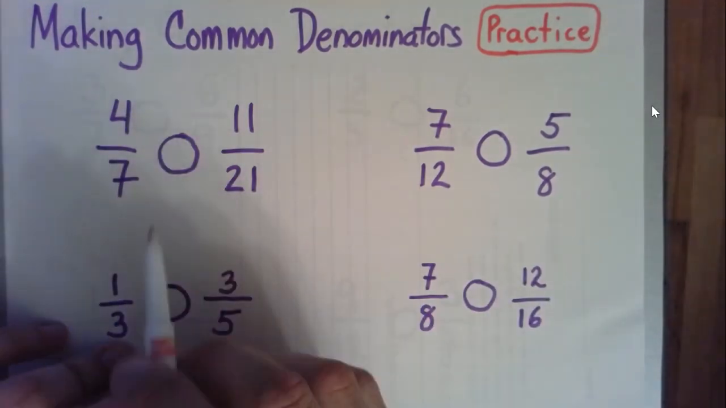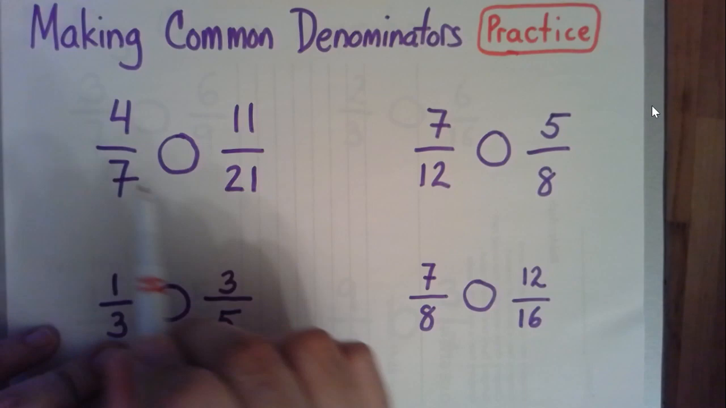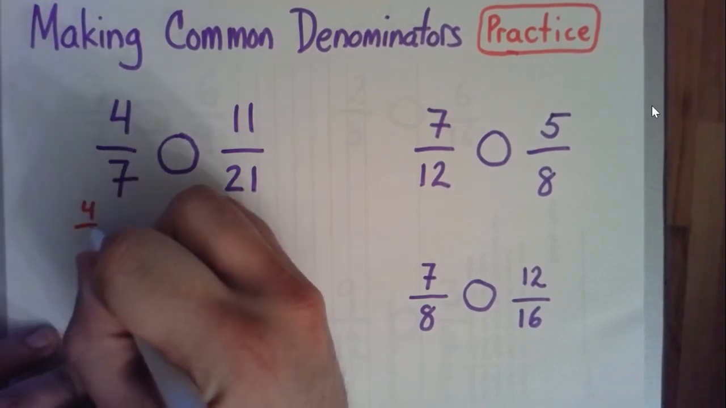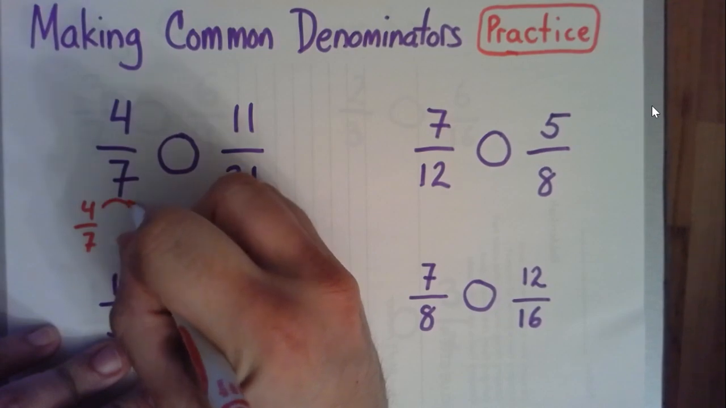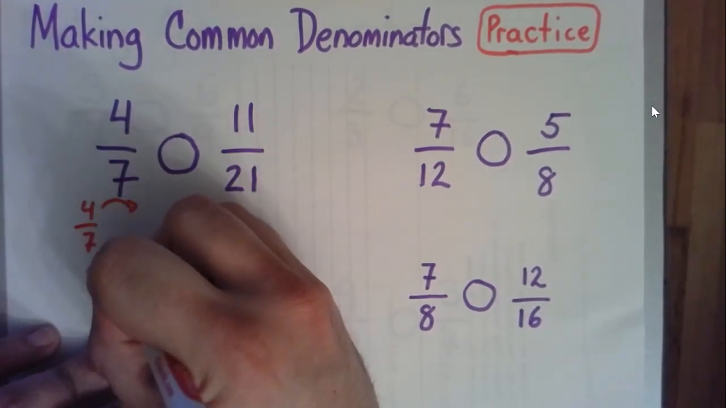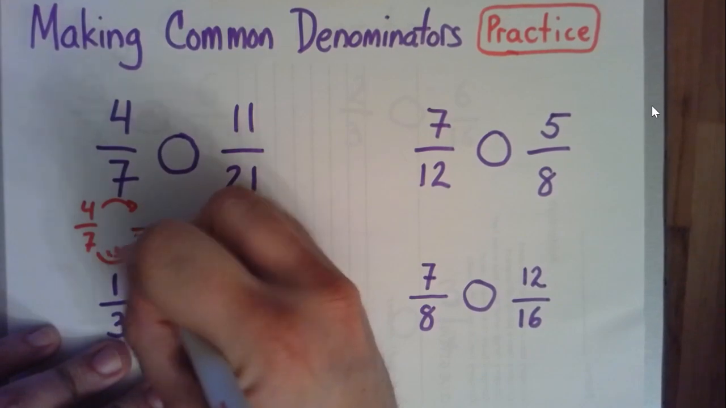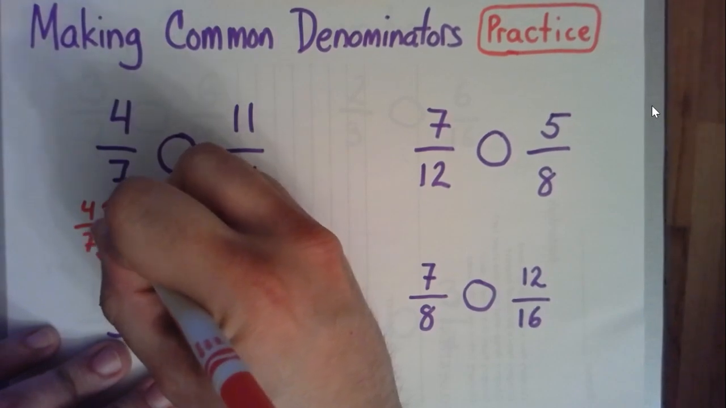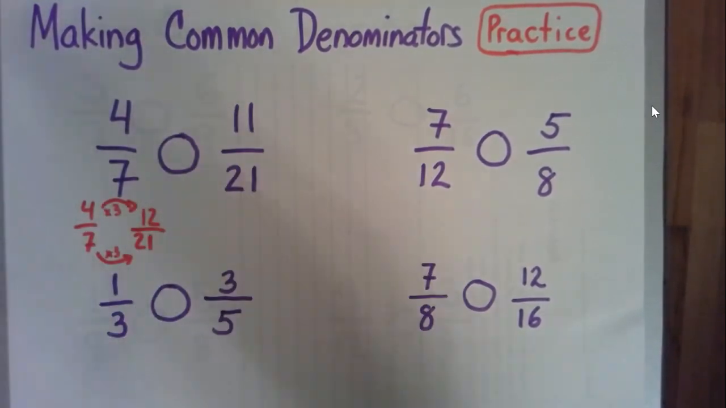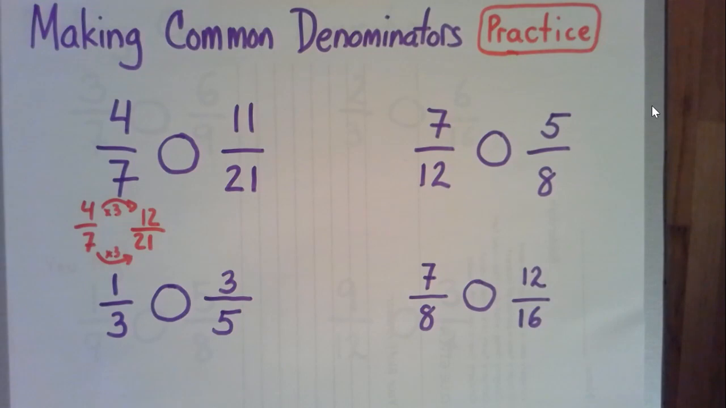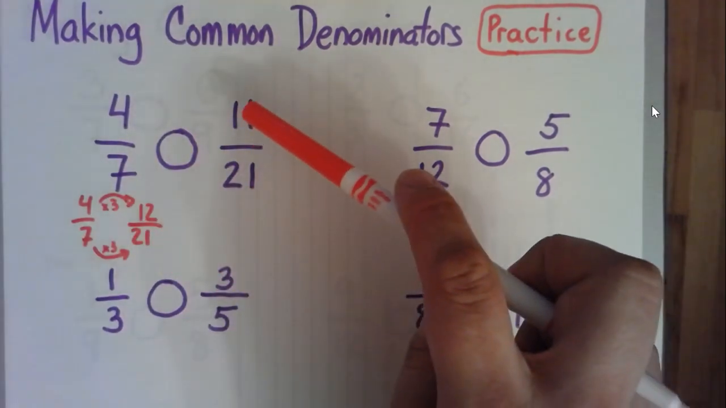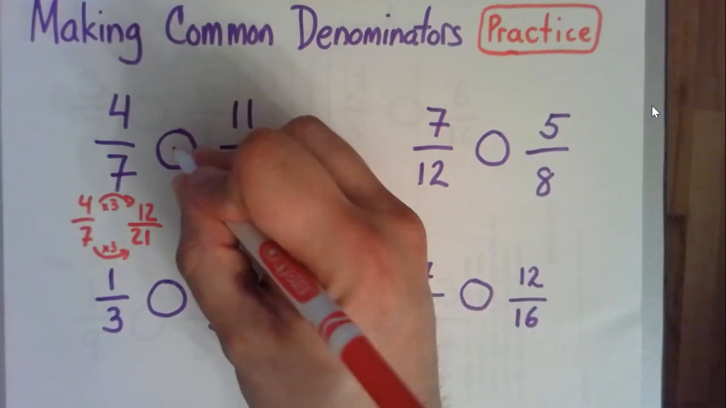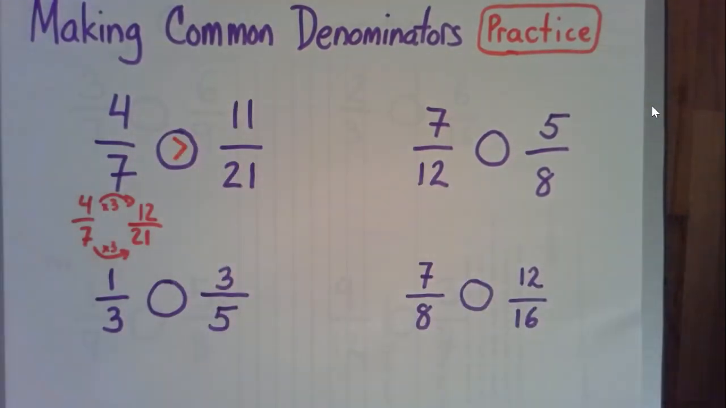All right, so for 4/7, hopefully you realize that I can turn something out of 7 into something out of 21. I can say that 4/7, I can multiply 7 times 3, and I'm going to get 21. What I do to the bottom, I have to do to the top. 4 times 3 equals 12. So really, when I say 4/7, that's the same as saying 12/21. And 12/21 is just a hair bigger than 11/21. So that tells us that 4/7 is just ever so slightly greater than 11/21.